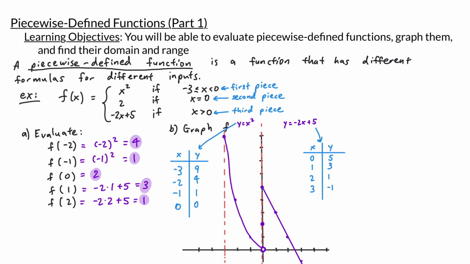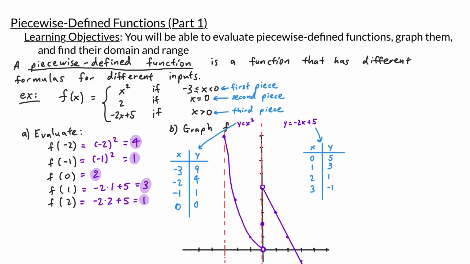One last thing to do is go to our boundary at x equals 0 and decide whether or not we actually have this point (0, 5) on our graph. And it depends on our inequality symbol here. Here, our third piece is x values greater than 0, so we don't actually want to include the point at x equals 0. So I'm going to replace this point (0, 5) here with an open circle. So this completes the graph for our piecewise defined function.